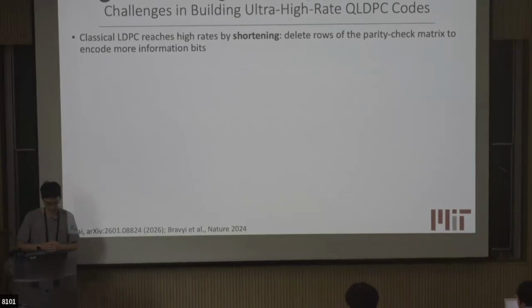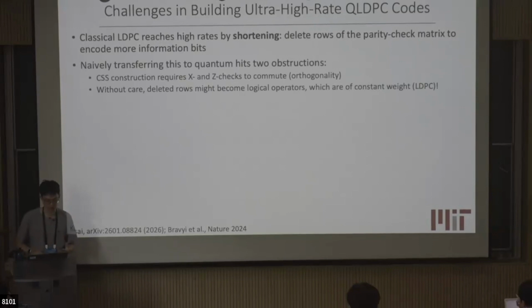In the classical case, such structural ways of doing it can be obtained by shortening, which is just deleting rows of the parity check matrix so that you encode more information bits. But this is hard to do in the quantum case, for two reasons. The first one is that you need the X and Z checks to commute. And so as Kenta mentioned, if you just naively do this deletion, then after you delete, the original rows become logical operators. And so that has a pretty strong bound on the distance, on the number of logical representatives that you get, which is undesirable.